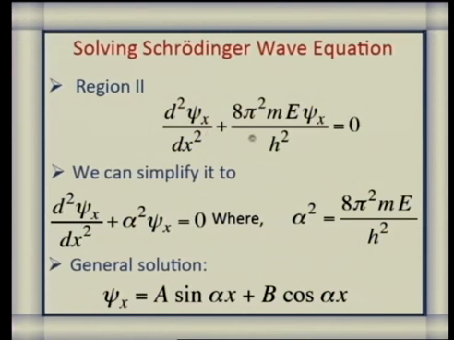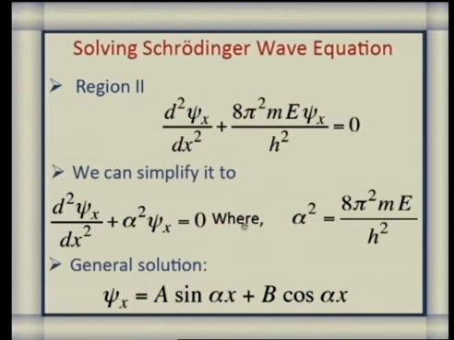Now this is a little complicated equation, but we can simplify it by seeing that this whole thing is a constant here. 8 is a constant, so is pi, the mass of the particle is constant, so is energy, and h is Planck's constant. If I take this whole term other than psi x to be equal to alpha square, then I get the expression d2 by dx square of psi x plus alpha square psi x equal to 0.